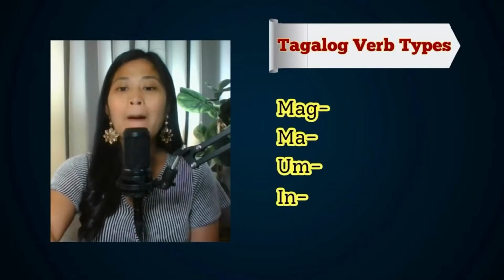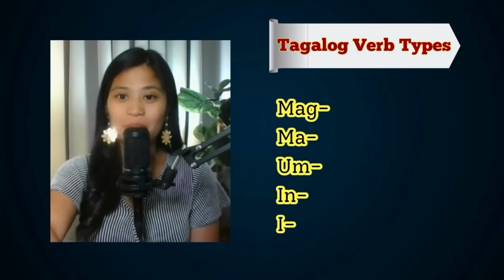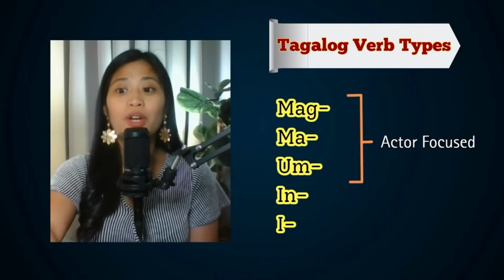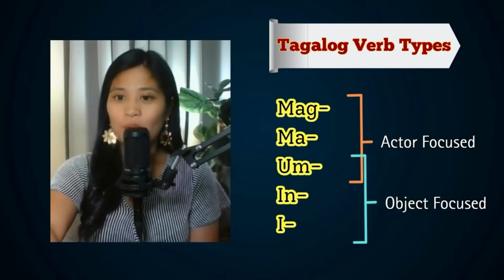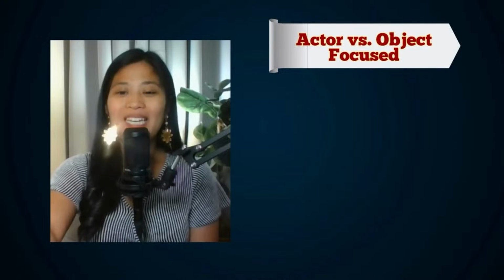Alrighty, so in Tagalog, there are 5 main types of verbs. Mag, um, ma, in, and I-verbs. Now, what makes them different is that some verbs are actor-focused and some are object-focused and some are both. So what does that mean?